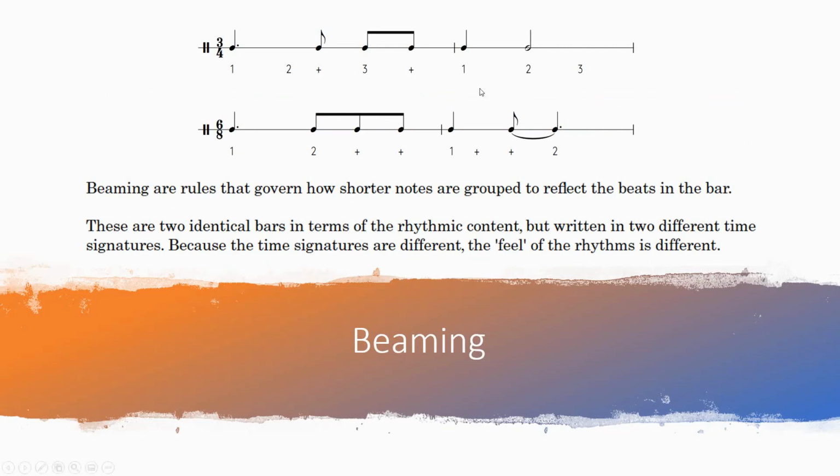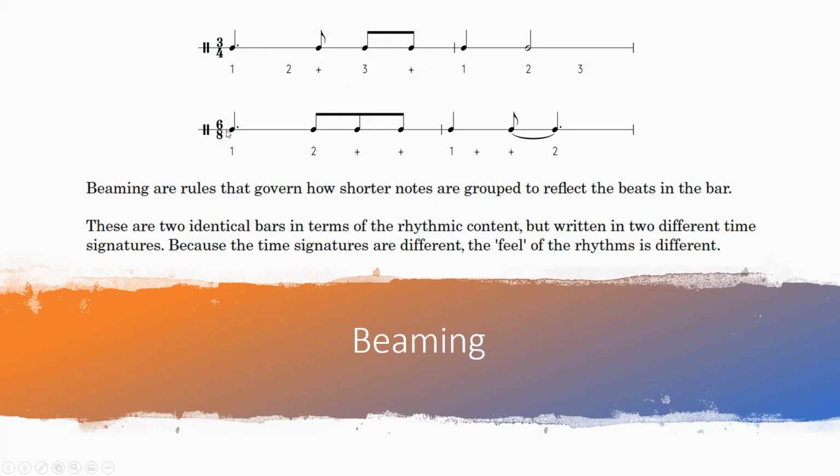And so beaming refers to the way that beats are grouped in the bar, particularly the way that short note values are grouped together. So you can see this beam here joins these 3 quavers together. This beam here joins these 2 together. Now, what I've done here is I've taken the same rhythm. So you've got a dotted crotchet, 3 quavers, a crotchet and a minim.